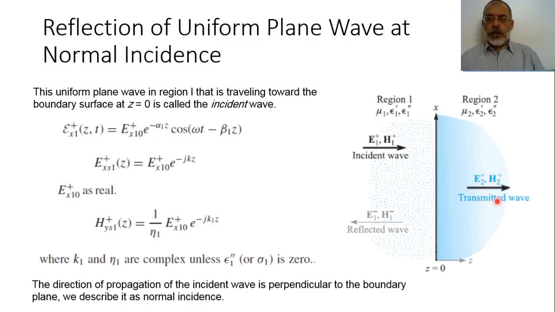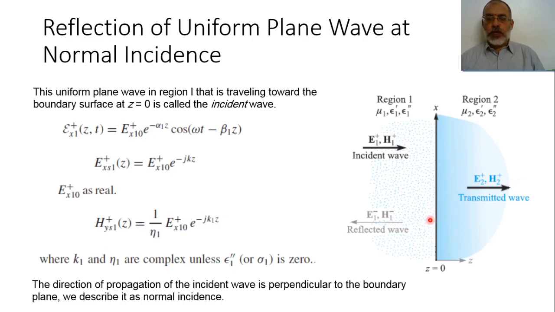For the transmitted wave, the wave will also be propagating in the positive direction. So in this case, we have the magnitude of the electric field E2 plus, and the magnetic field is H2 plus. And in this case, assuming that the electric field is in the positive x direction, the magnetic field should be in the positive y direction, such that the propagation would be in the positive z direction.